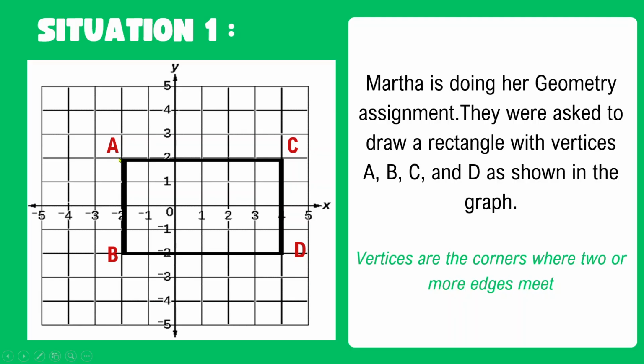So this corner is vertex A or point A. This corner is vertex B or point B. This corner is vertex C or point C. This corner is vertex D or point D.